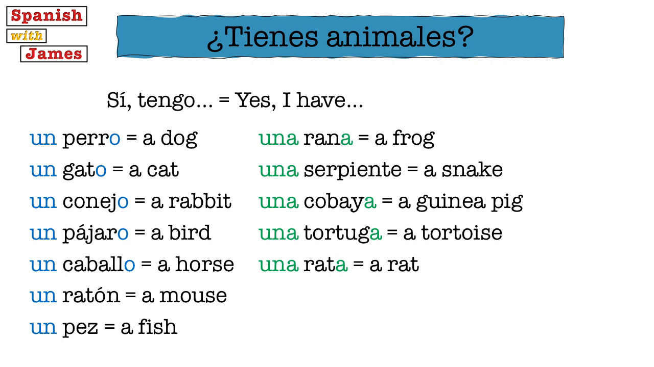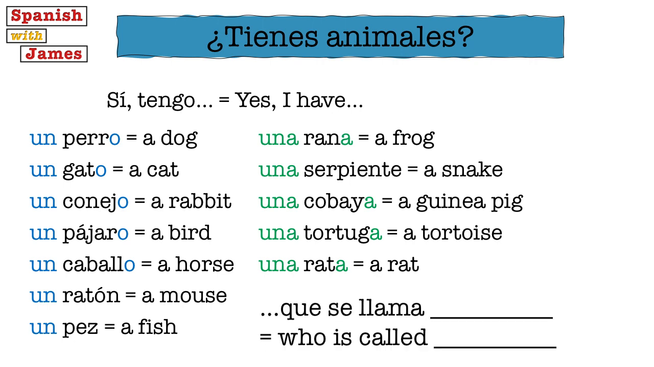To add a bit more detail, you could also say, sí, tengo un perro que se llama Dingo. Yes, I have a dog who is called Dingo. Or sí, tengo una tortuga que se llama Fred. Yep, I have a tortoise who is called Fred.